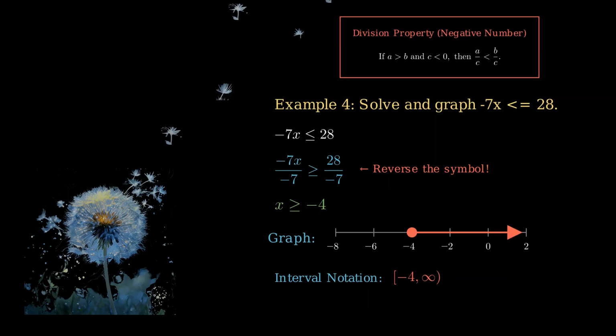On the number line, we place a solid closed circle at negative 4 because it is included and draw a bold arrow pointing to the right. The final solution in interval notation is written as bracket negative 4 to infinity.